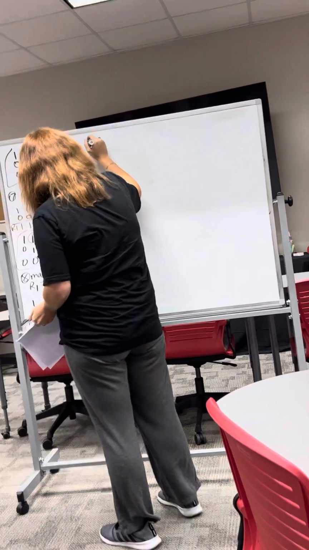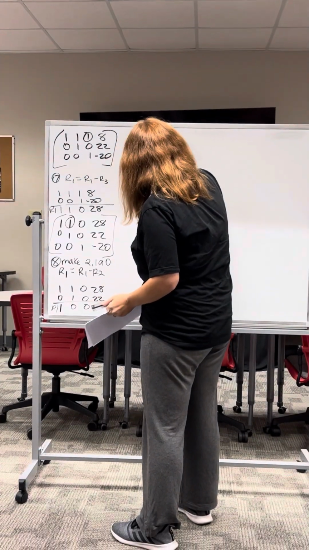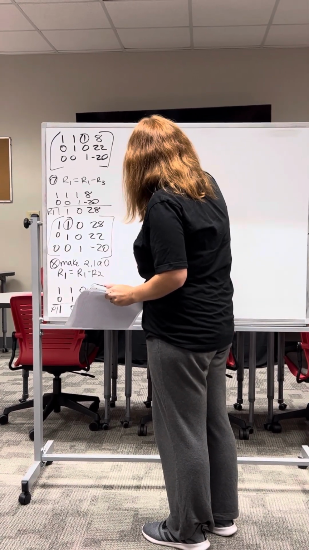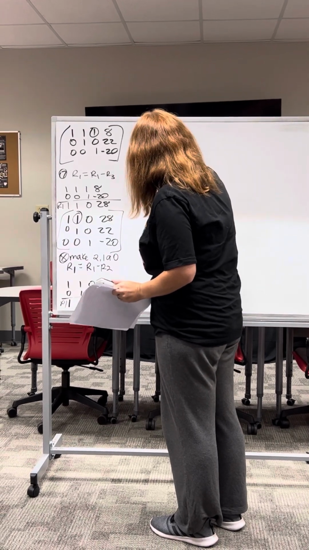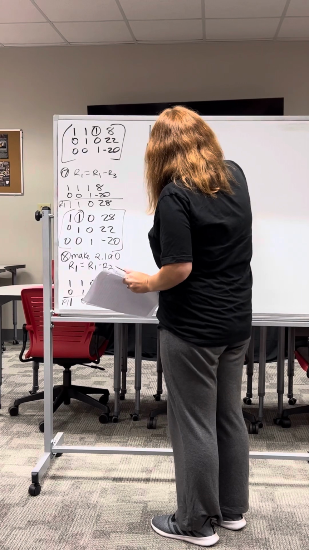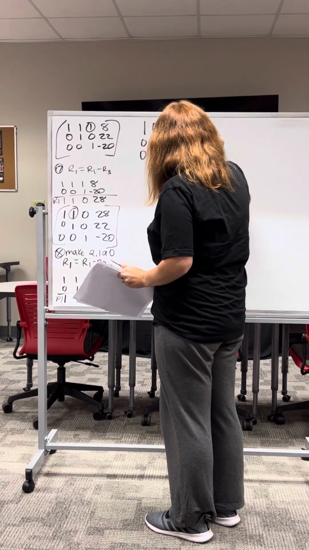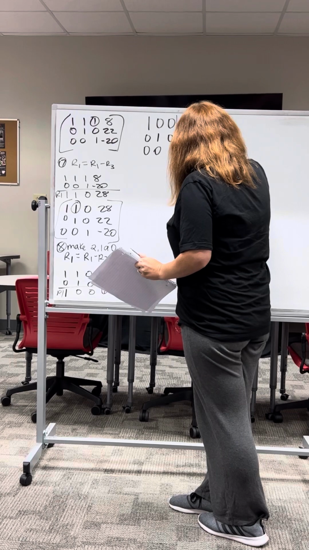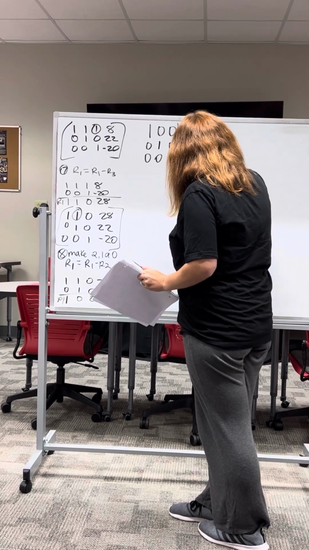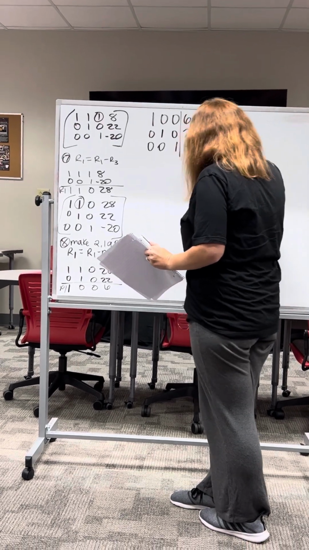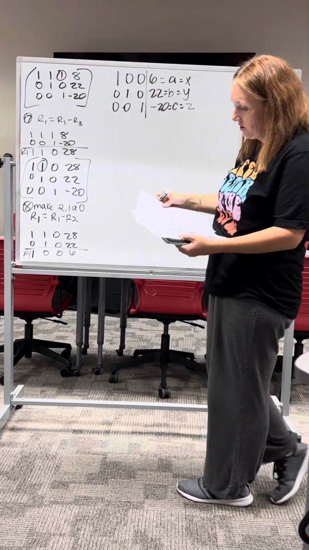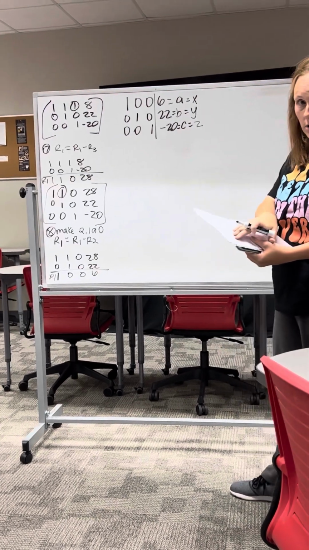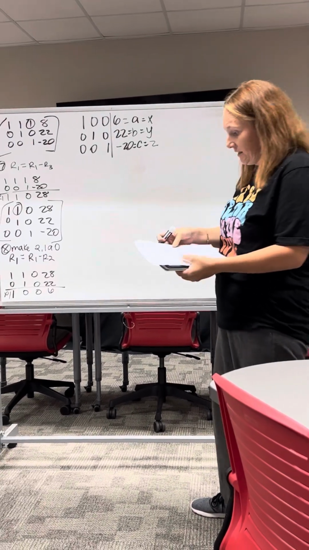So I'm gonna move that up here, which is 1, 0, 0, 6, and then I'm gonna transfer these, 0, 1, 0, 22, 0, 0, 1, negative 20. This is A equal to X, B, C equals Z. So now we're gonna go back to the original problem, and we're gonna implement the X, Y, Z into the equation to see if we get the numbers that are listed in the problem.